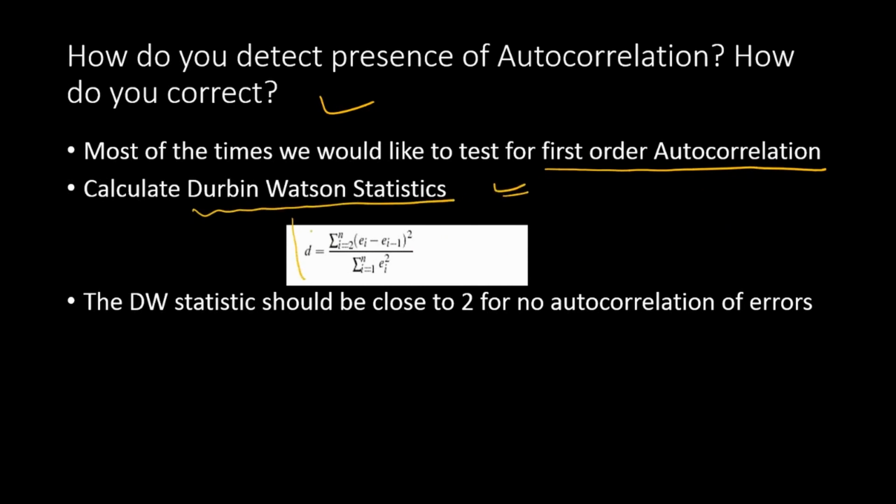So here is the Durbin-Watson test formula. You have errors from two different series, e_i and e_(i-1). So you are trying to see the AR(1) autocorrelation, that means it's first order. The rule of thumb is that if the DW statistic, or the Durbin-Watson statistic, is close to 2, then there is no autocorrelation, otherwise there is autocorrelation.